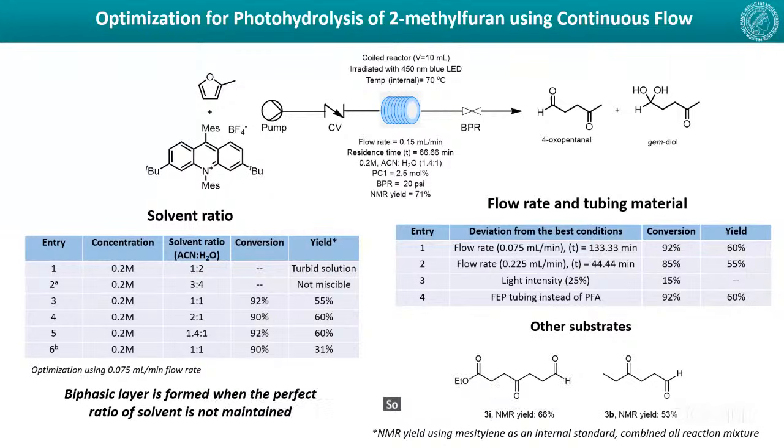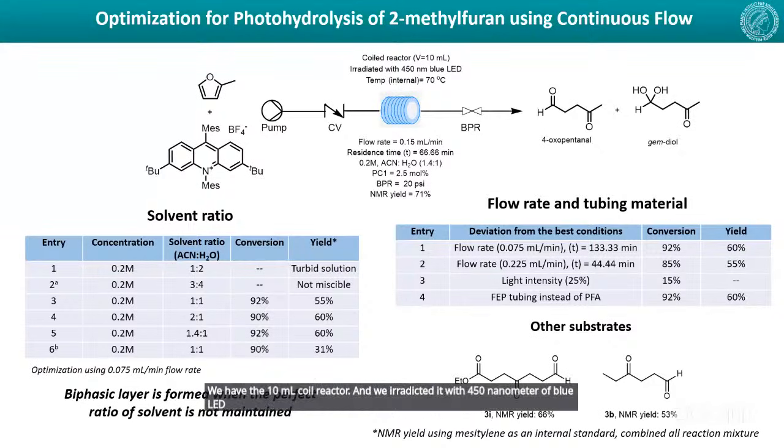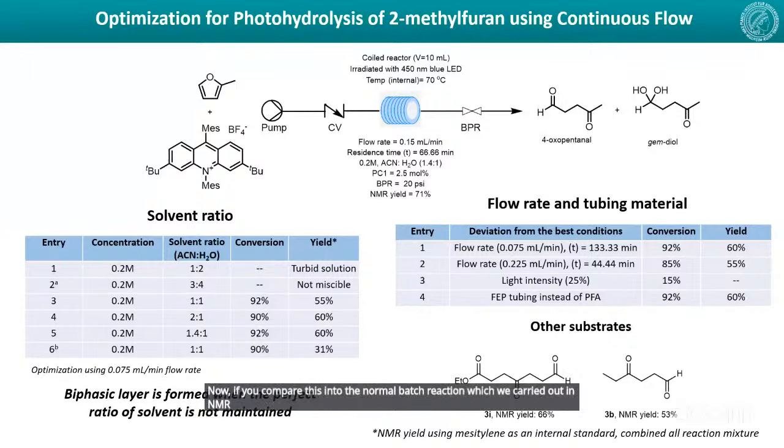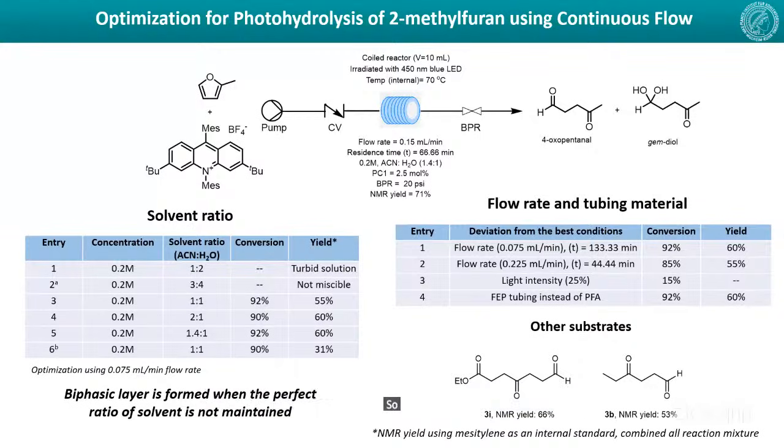So here now you can see on the arrow, we have the 10 ml coil reactor, and we irradiated it with 450 nanometer blue LED. Temperature of the inside reactor core was around 70 degrees Celsius, and flow rate was 0.15 ml. So if we calculate the overall reaction time for this reaction in flow, it was around 67 minutes. Now, if we compare this to the normal batch reaction, which we carried out in NMR tubes, which was 24 hours, we get a drastic improvement in the time of this reaction.